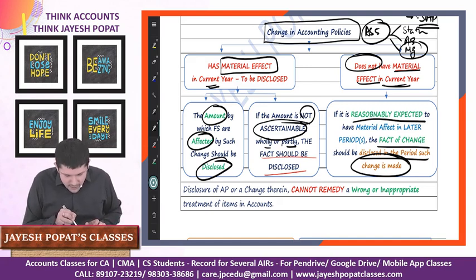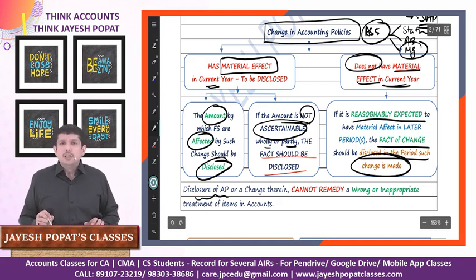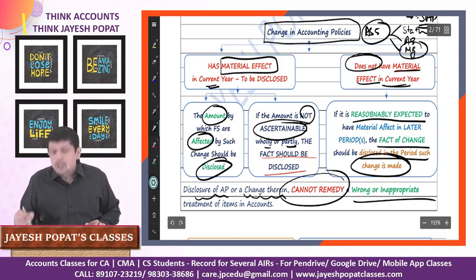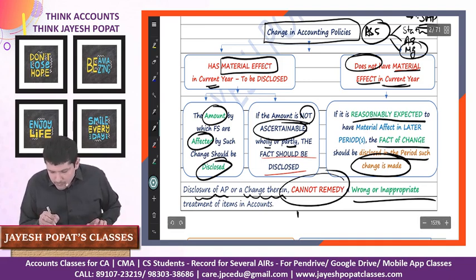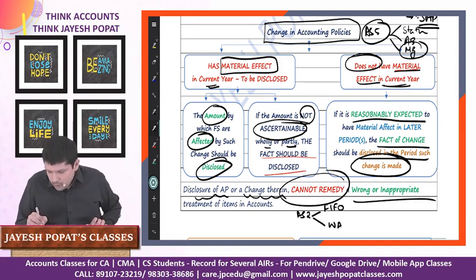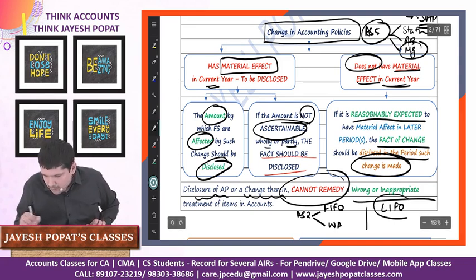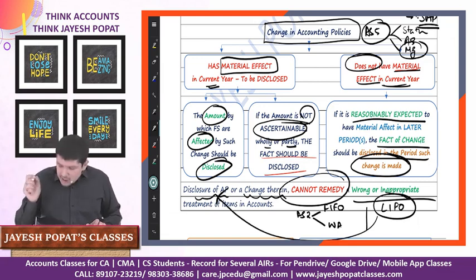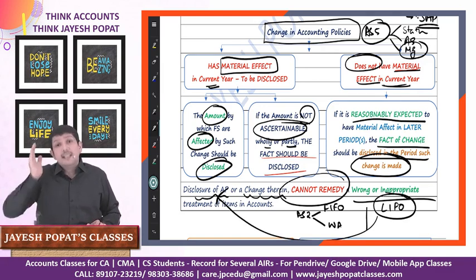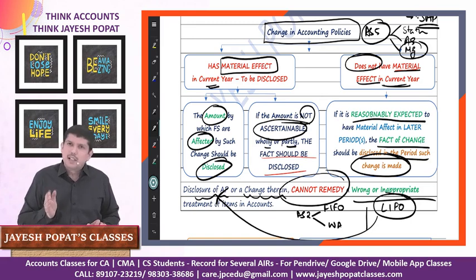Further, it says that if you are making a disclosure of accounting policy, or if you are disclosing a change therein, it cannot remedy a wrong or an inappropriate treatment in your financial statement. For example, we all know that AS2 gives us an option of FIFO, or it gives us an option of weighted average. What if your enterprise valued its inventory on LIFO, and said that we are making a disclosure of the fact? Even if you are disclosing that you are making your valuation of inventory on LIFO method, still it is a non-compliance of accounting standard 2.